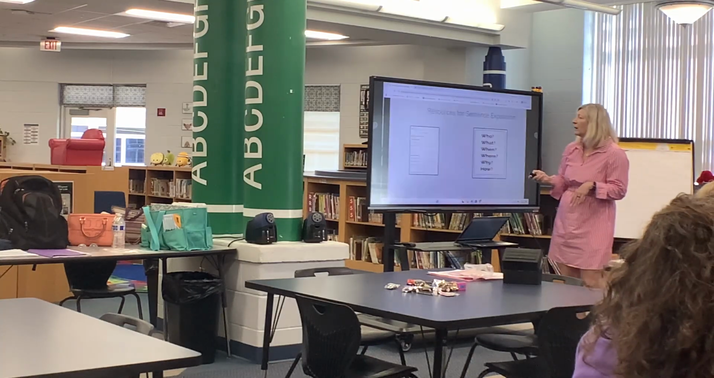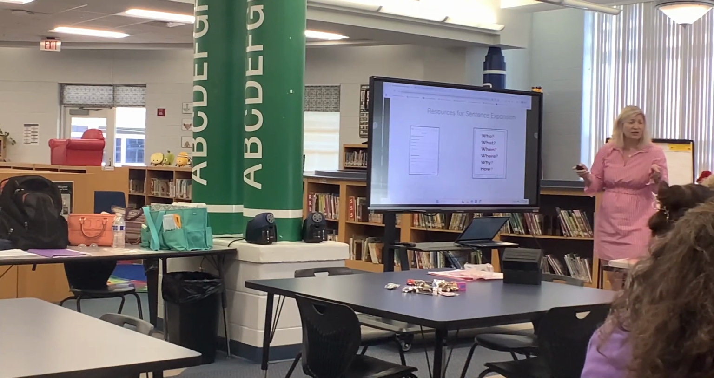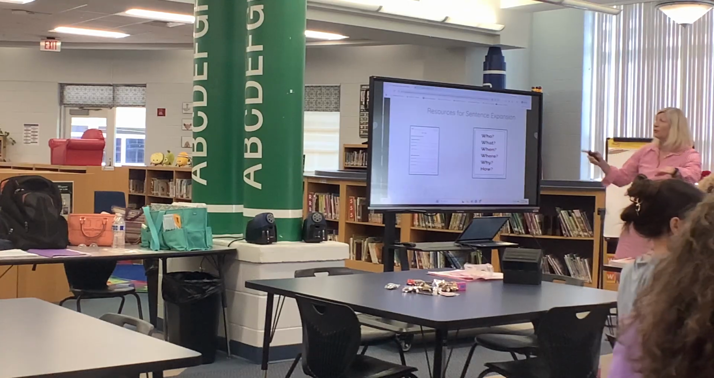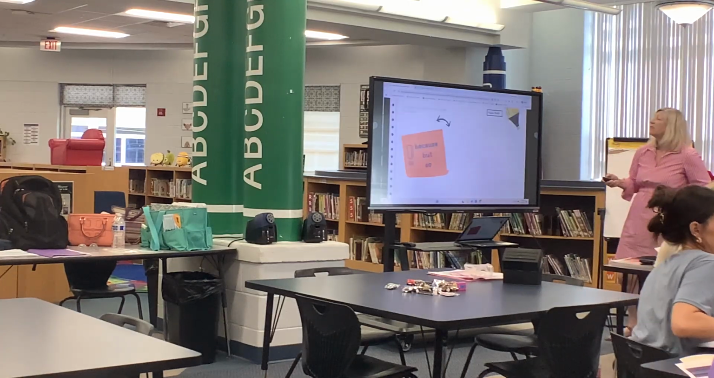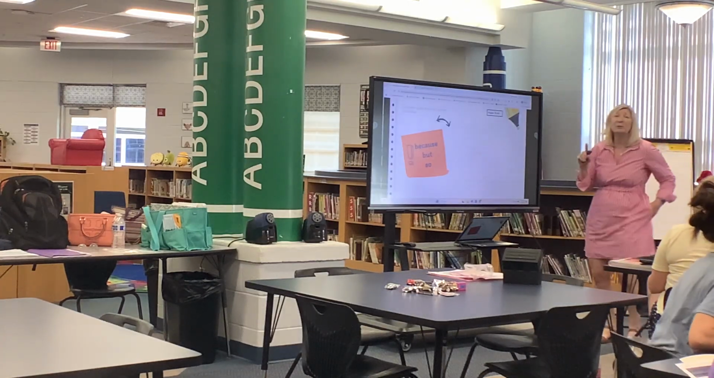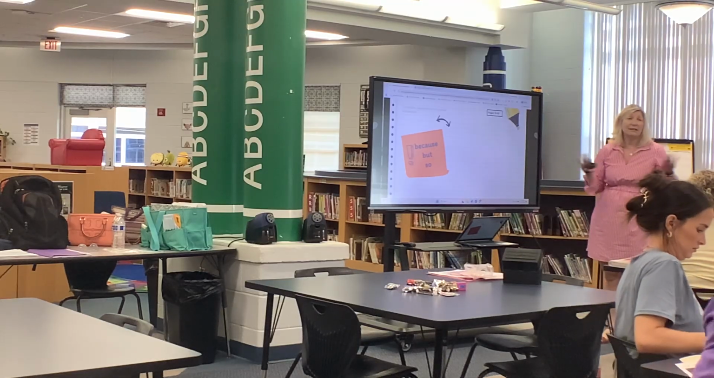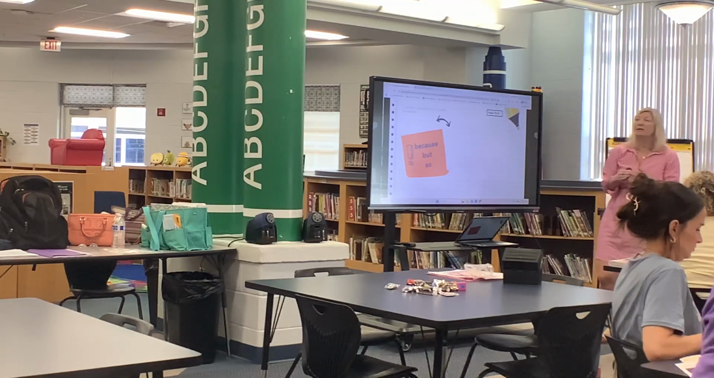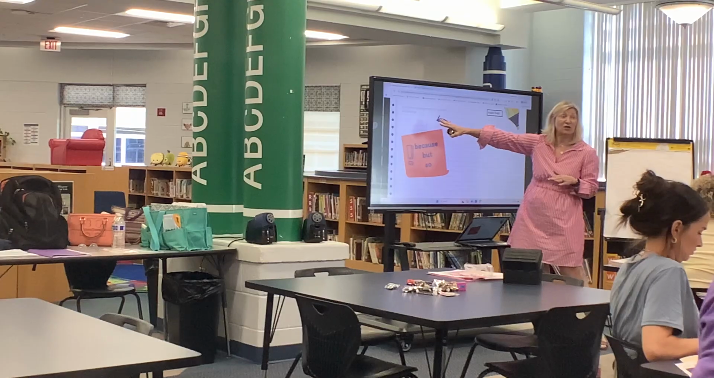Okay, last one I wanna talk about. I have resources on your table. I got all these resources linked for the sentence expansion. The last one I want to talk about, I think is very powerful, again, for cross content. Because, but, so. And this is a great formative assessment.